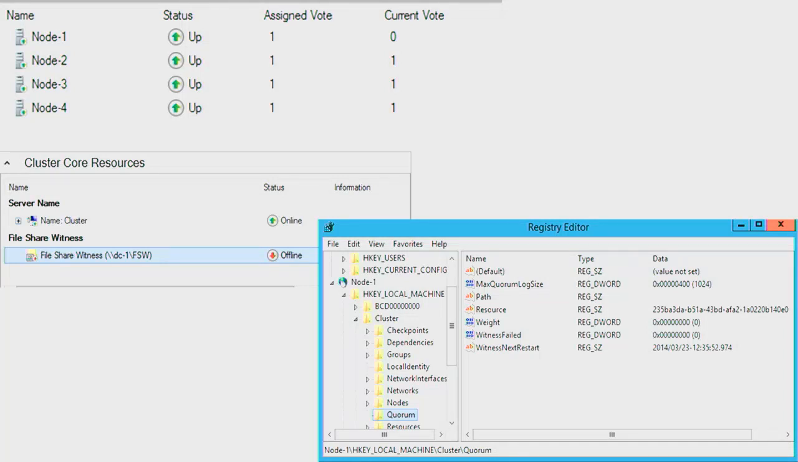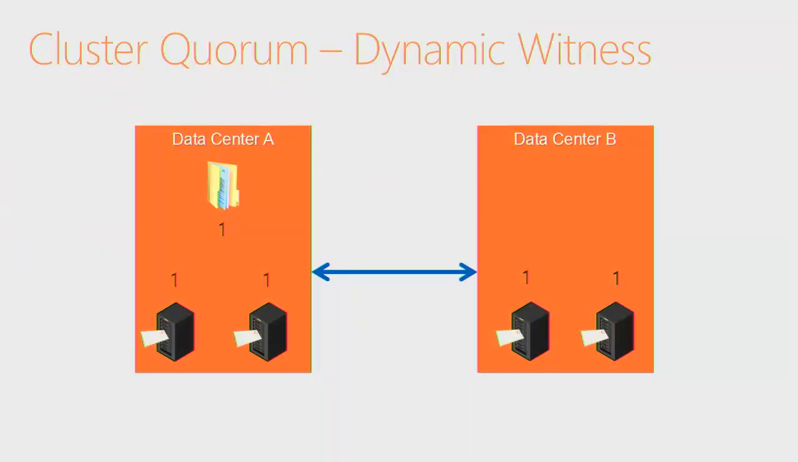Does this make sense? Right? So 2012 R2 with dynamic witness has come a long way from where we were with 2008 and node weights. If you take a look here, you can see I lost the witness. We dropped the node count off of here. If I had a failure of the WAN, the secondary data center is the survivor.